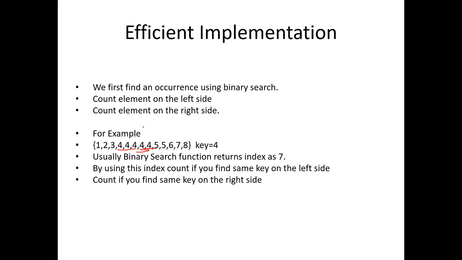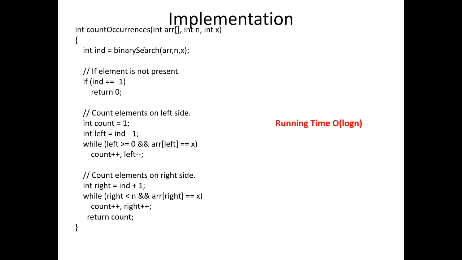Just find one occurrence, and count all the elements on the right side and on the left side. That's all. By using this, we can find the number of occurrences of the element in logarithmic time. This is the code for that. The count occurrence function is used to find the number of occurrences of a key. It accepts the starting address of the array, the size of the array, and the element to be searched.